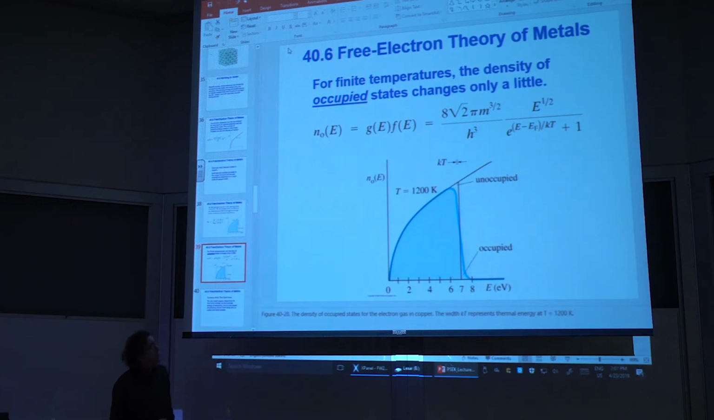Okay. So this factor, which is the probability function, 1 over e to the (E minus E_F) over kT plus 1, is a factor that's going to tell us the probability that an electron has a given energy, whether it's above the Fermi energy or below the Fermi energy. And you can see how it changes there.